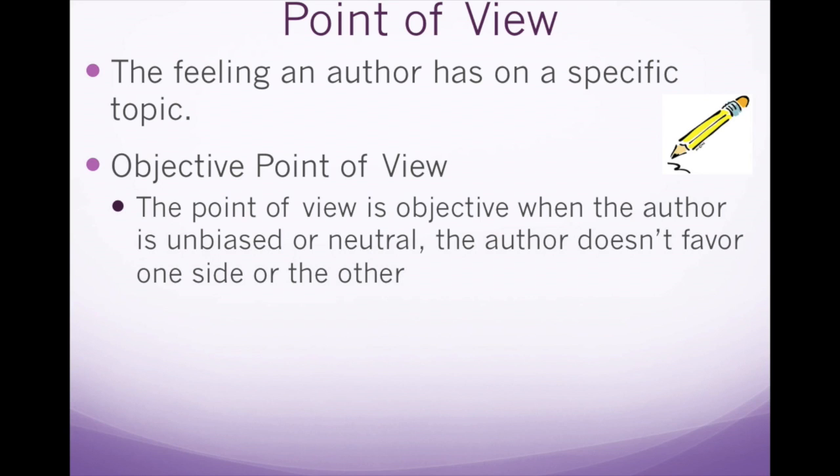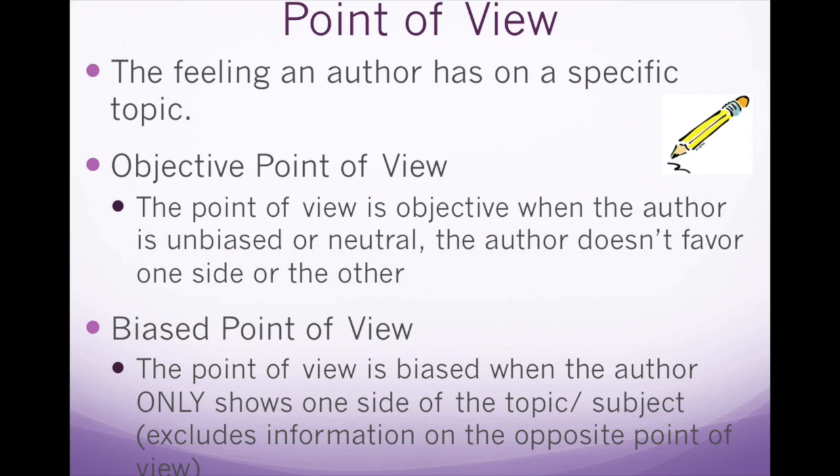The first one is an objective point of view. So this is where the author is unbiased or neutral. They don't favor one side or the other. Just neutral, they're just giving you the information.